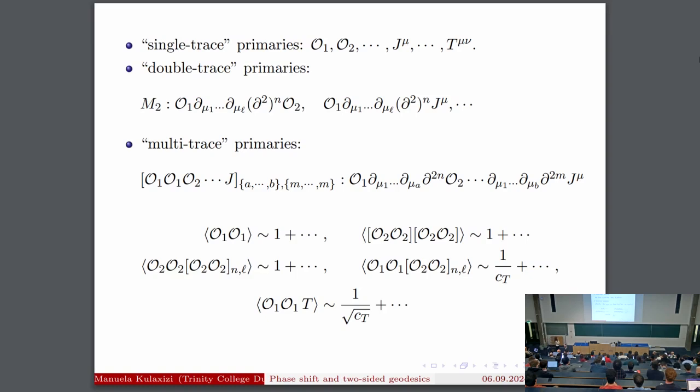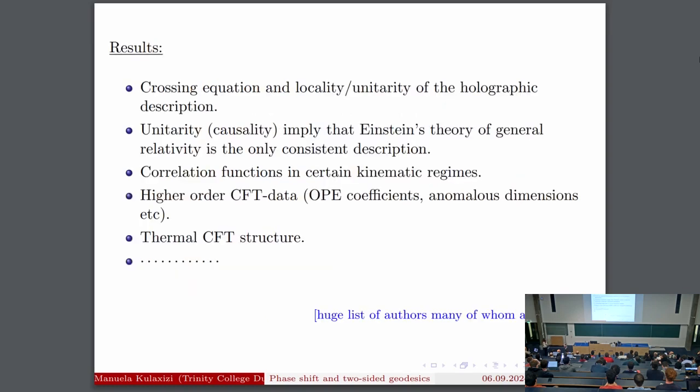From those, we can make what we call double and multi-trace primaries, as in general gauge theories. Here I schematically describe them by including derivatives and contractions between them. I also present roughly the basic rules we know, for the theories we have examples of, for how things work in a perturbative expansion in 1 over C_T.